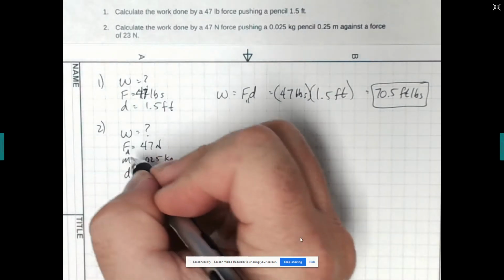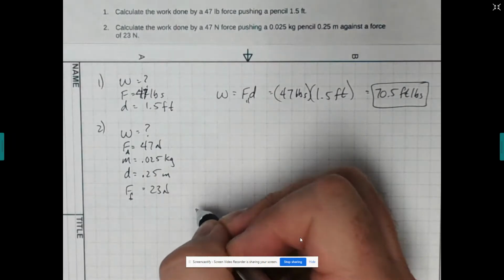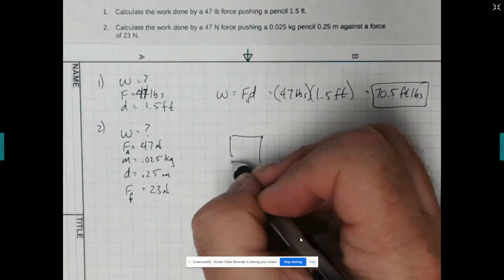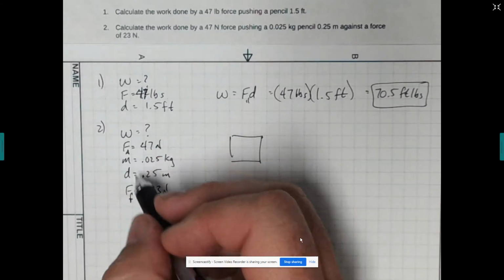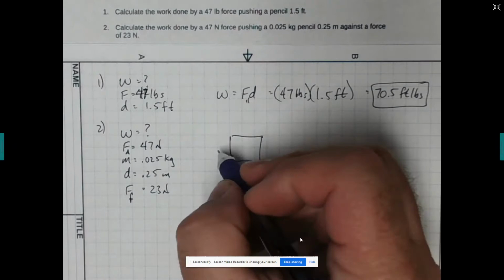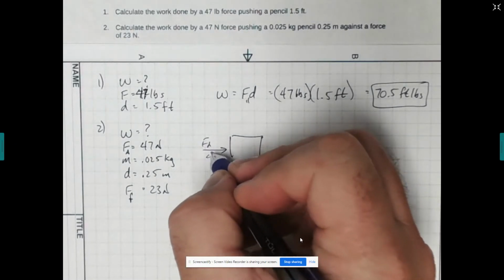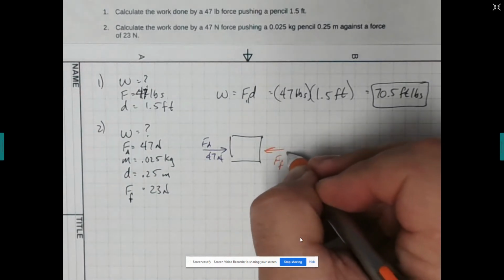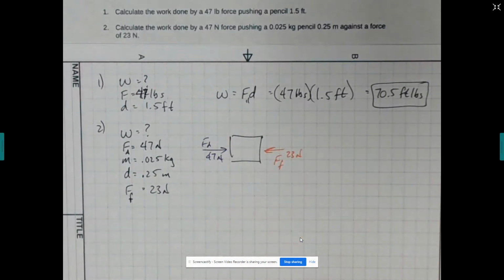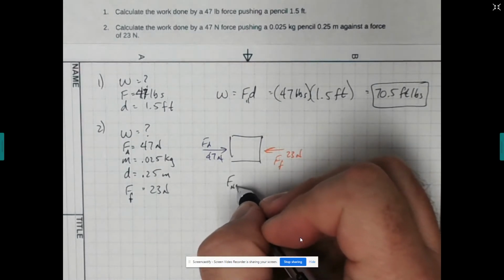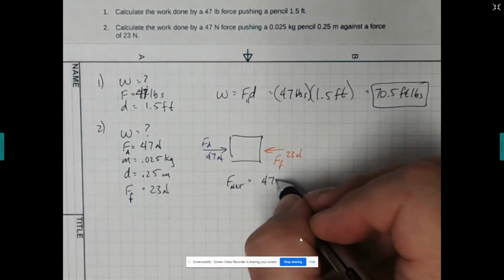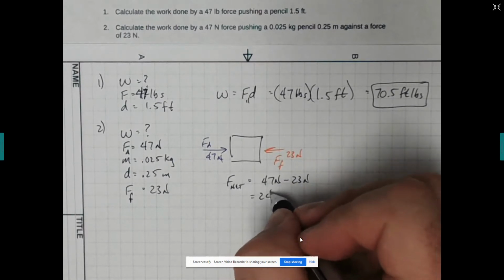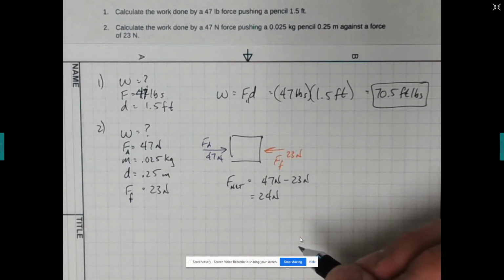Okay, so this is basically the force applied, and this is the force really with something we call friction, right? Whenever you push on something, it slides, we have friction. So if we want to look at the overall work done, we have to look at the overall force. We have this force applied pushing this way of 47 newtons, and then we have the force of friction pushing back with 23 newtons. And so my net force, my overall force, is just going to be the 47 minus the 23 because it's going the opposite direction. And so my overall force is going to be 24 newtons.